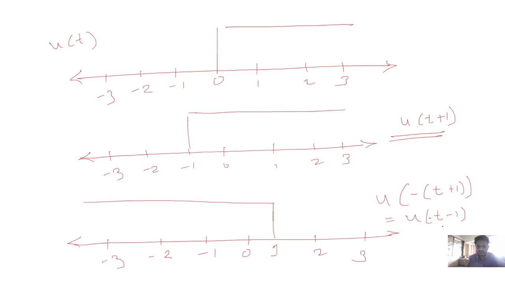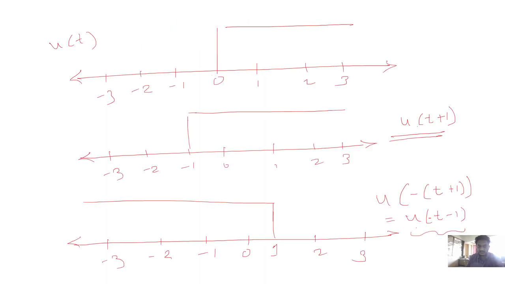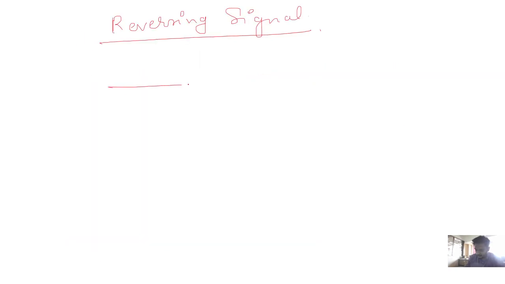Okay, so like this we need to write a signal. This is the most important thing. Understand this, whenever we are reversing a signal, this is just a trick to understand. In the normal case, when our signal was like this, it was 0. Whenever we are delaying it, we were writing t minus 1, 0 and 1.